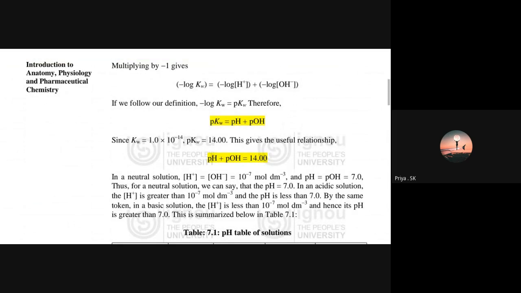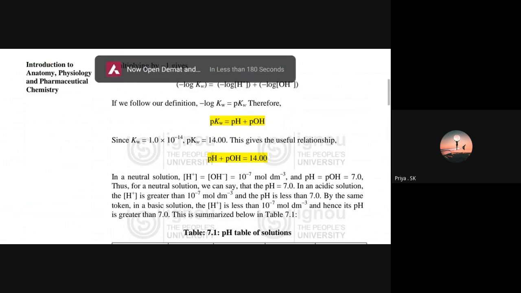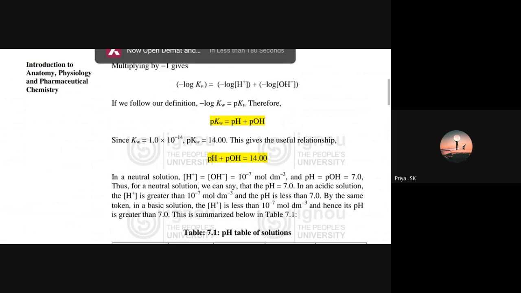So pH plus pOH should be around 14. It should be 14. So neutral pH or pOH is 7, and anything that is below 7, that is acidic, and anything which has pH more than 7 is basic. Anything which has pH less than 7 is acidic in nature, and anything that has pH more than 7 is basic in nature.